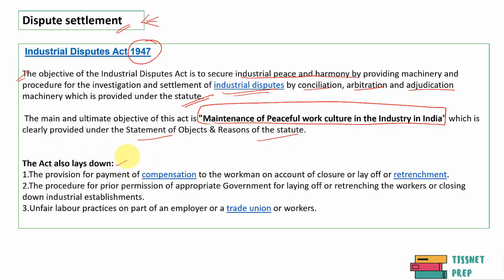The act also lays down, first, the provision of payment of compensation to the workman on account of closure, layoffs or retrenchment. Second, the procedure of prior permission of the appropriate government for laying off or retrenching the workers or closing down the industrial establishment. Third is unfair labor practices on the part of employers, trade unions or workers.